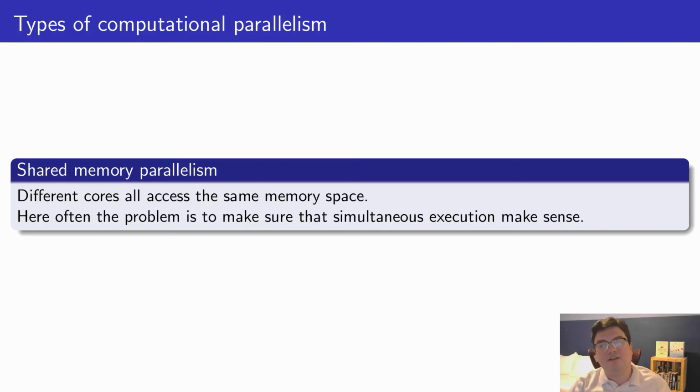Shared memory parallelism is the form of parallelism you are probably the most familiar with. It consists in using different cores to execute a single program within a shared memory space. Shared memory machines are typically programmed using threads, and concurrency issues are the most common problems.